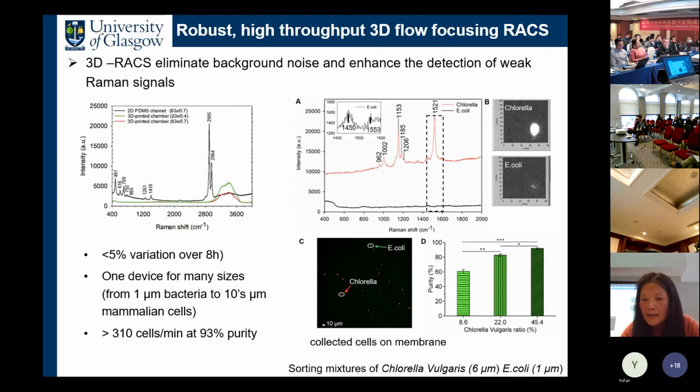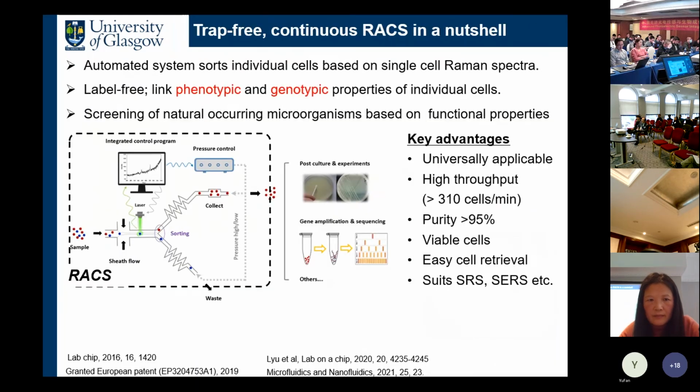We use this one as an example, and we demonstrate this new 3D system can clearly sort all the mixture with a different size from 1 micron to tens of micron, and it has a really reliable operation as well as a high throughput. At the moment, this is perhaps the highest throughput for cell sorting based on spontaneous Raman signal.